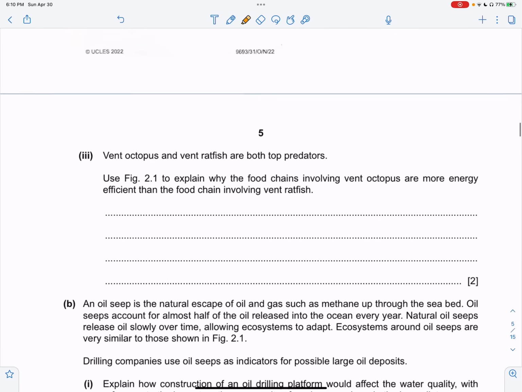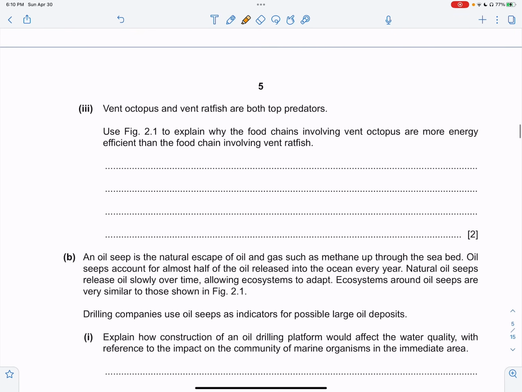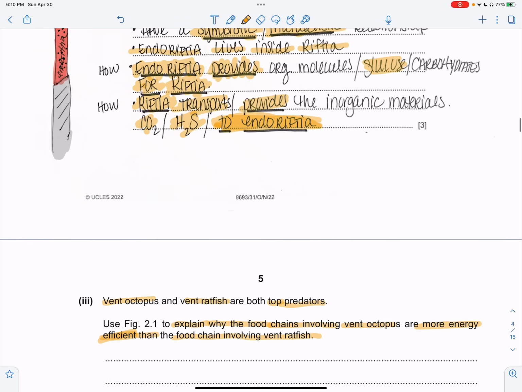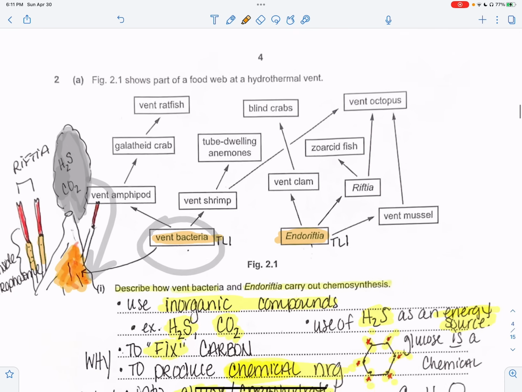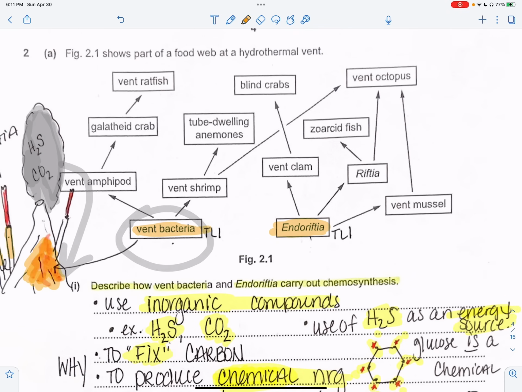All right, vent octopus and vent ratfish are both top predators. Use the figure to explain, so give reasons, why food chains involving the vent octopus are more energy efficient, or you get more energy from it, than the food chain involving the ratfish. It's a very AS level question too. All right, so they're talking about these up here, vent octopus and vent ratfish.